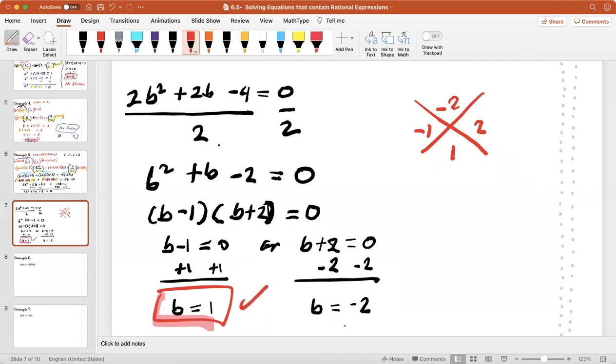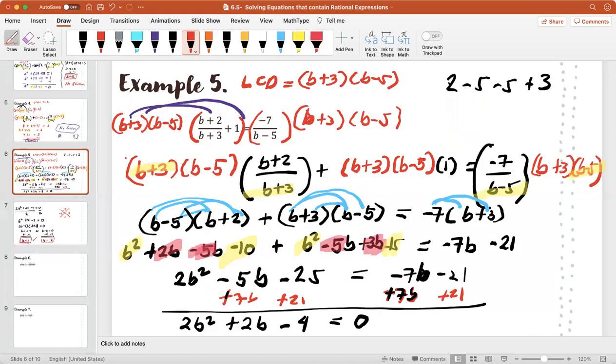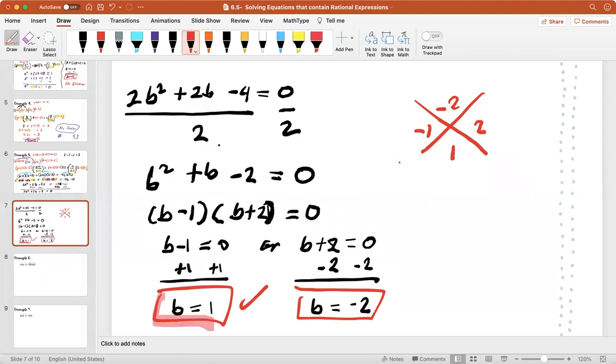How about negative 2? Is it a solution? Let's check. Your b is negative 2. Negative 2 plus 3, 1. It's not 0. How about the b minus 5? Negative 2 minus 5, negative 7. None of them is 0. So that means both of them are solutions. Therefore, our solution set here will be the set negative 2, comma 1 with 2 elements. Your solutions are negative 2 and 1.